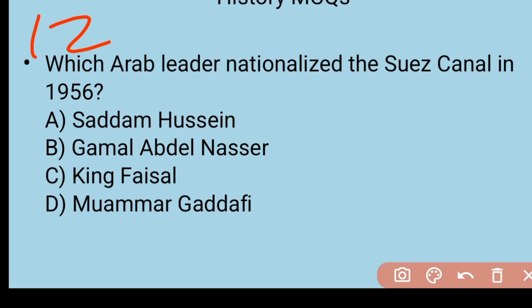Question number 12. Which Arab leader nationalized the Suez Canal in 1956? A. Saddam Hussein, B. Gamal Abdel Nasser, C. King Faisal, D. Muammar Gaddafi. Okay, the correct answer is B. Gamal Abdel Nasser, the leader of Egypt, nationalized the Suez Canal. This led to the outbreak of what? The Suez crisis and the war between Israel and Egypt and other participants, okay?